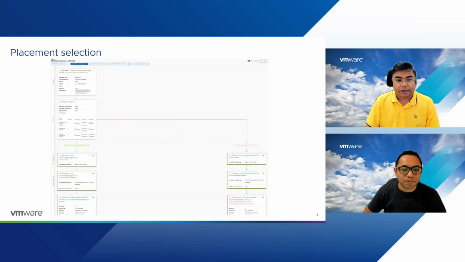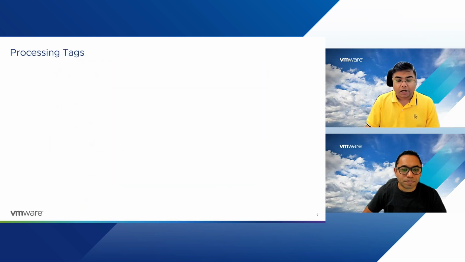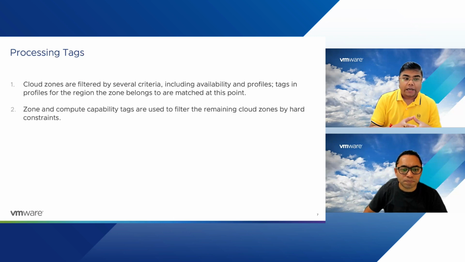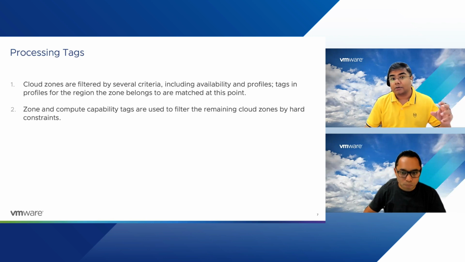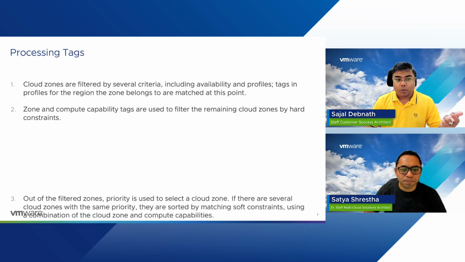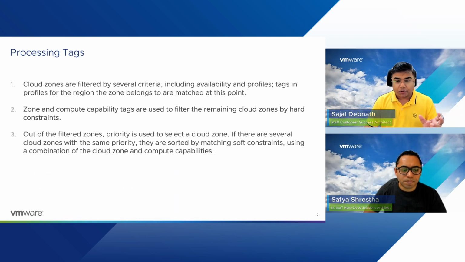In this context, I would say the processing of the tags happens like this: cloud zones are filtered by several criteria, including availability and the profiles that you have set. Tags in the profiles for the particular region the zone belongs to are matched. Zone and compute capability tags are used to filter out the remaining clouds, and that's exactly where you find the cloud zones which have these hard constraints. Once that is done, you have the filtered zones. Here you have 2 or 3 cloud zones which comply. Then priority is used to select a cloud zone.